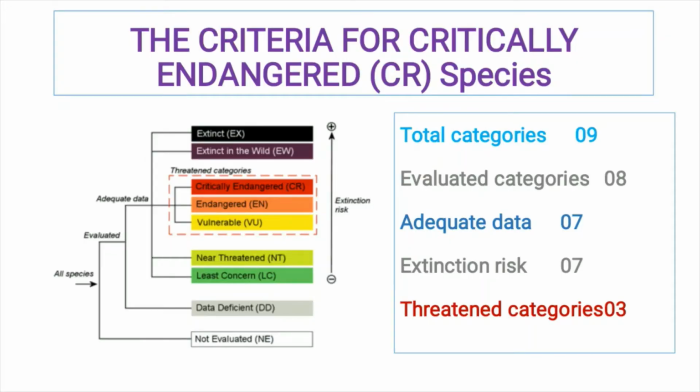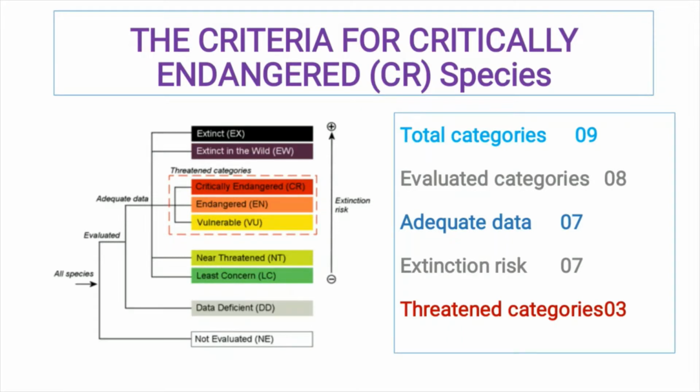In this video, we will discuss the criteria for critically endangered species. The International Union for the Conservation of Nature and Natural Resources has categorized the various taxa according to the extinction risk. These categories, there are total 9 categories, out of which 8 categories have been evaluated. 8 categories include the taxa that have been evaluated.